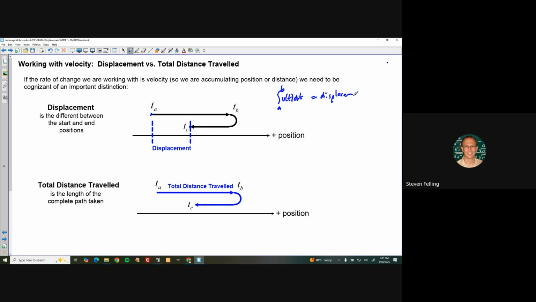Because that would mean that if I had an area where there was negative, that negative area would cancel some of the positive area, and you would get an overall smaller area. Sometimes we want that. That's called displacement. Sometimes we actually want to know the total path and distance traveled, which means we want to be cognizant of when we're adding to the total and subtracting from the total.